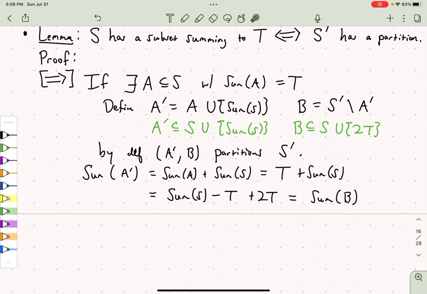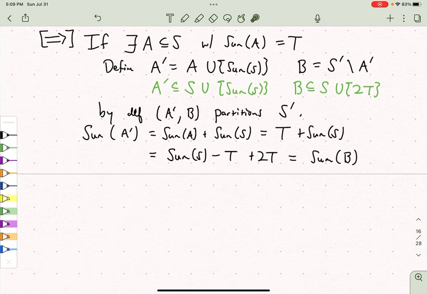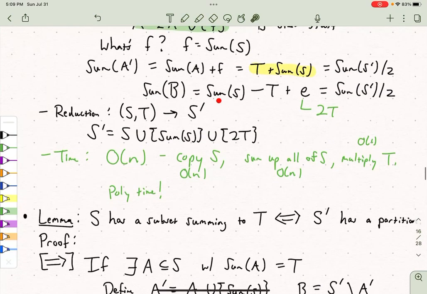So why is that equal to the sum of B? Again, the sum of B is everything in S prime, but without the things in A prime. So what's the sum of S prime? Well, the sum of S prime minus A prime is going to be this quantity. And then we also add in the 2t part because we know 2t is in there. And so the two sums are equal. And this follows just from the same reasoning we did before.